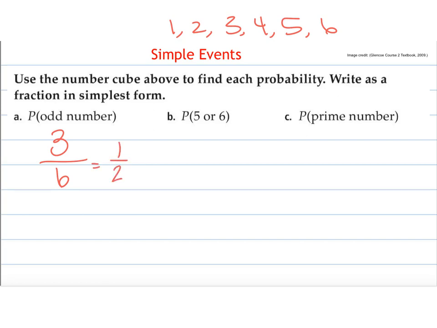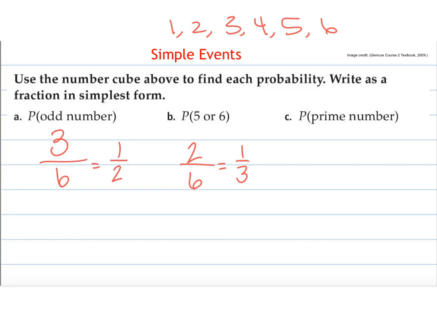Okay, the probability of rolling a 5 or a 6. Well, again, on a number cube, there's 6 possible outcomes. You could roll a 5, that's 1 favorable outcome that we're looking for, or you could roll a 6, that's 2 numbers on the number cube. So then that would simplify to 1/3. So there's a 1/3 chance you'll roll a 5 or a 6.